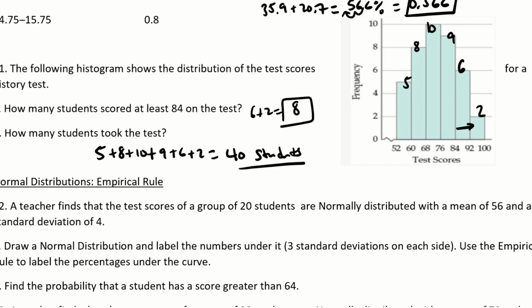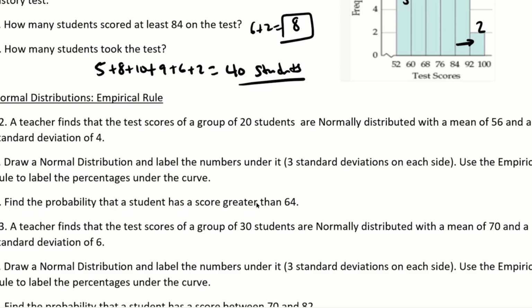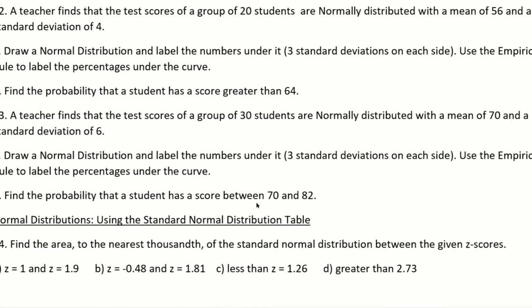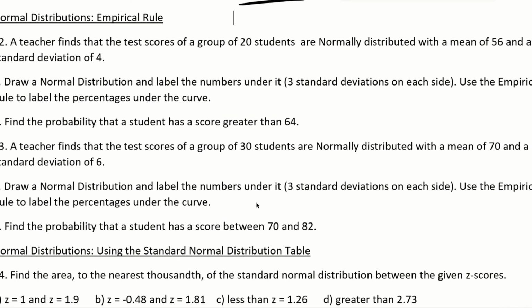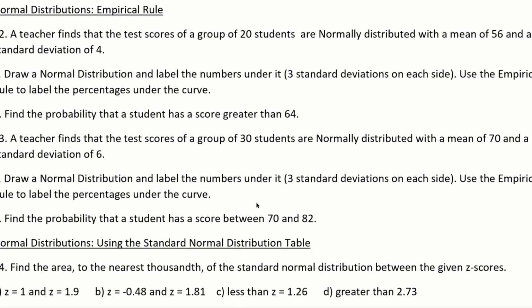So now we're heading to the last 3 sections, or topics. So now we're going to do the empirical rule. A teacher finds that the test scores of a group of 20 students are normally distributed with a mean of 56 and a standard deviation of 4. Draw a normal distribution and label the numbers under it. Use the empirical rule to label the percentages. Go ahead and do that first.